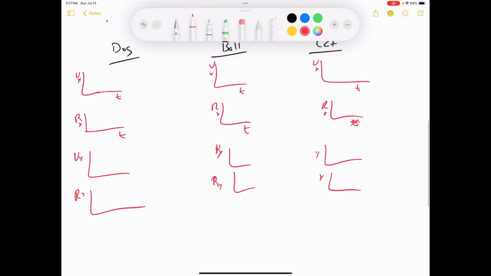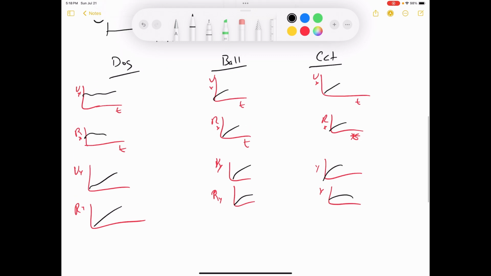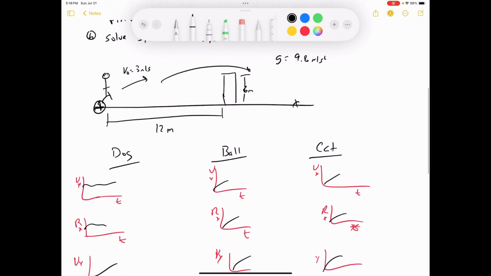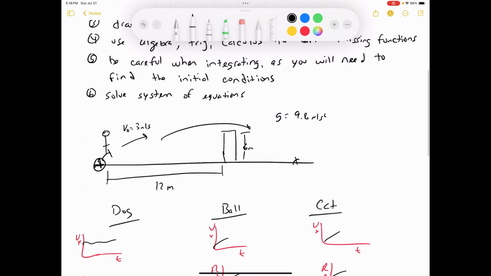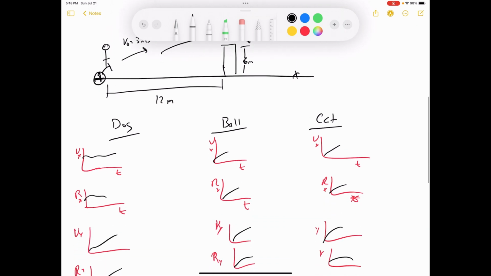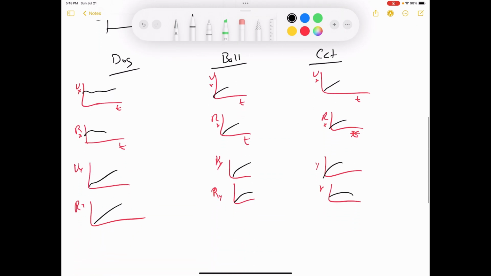And then after your graphs are here, you have to figure out, what does this look like? What does this look like? And then how do you figure out what these graphs look like? Well, you can use the information that it gave you. So, okay, the gravity is pulling down, I'm this far away, my initial velocity is 3 meters per second, whatever it is, that's going to help you create some of these graphs.